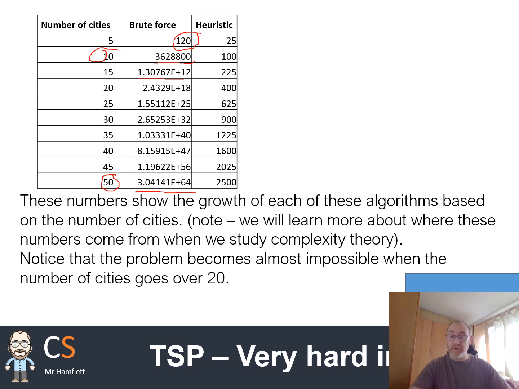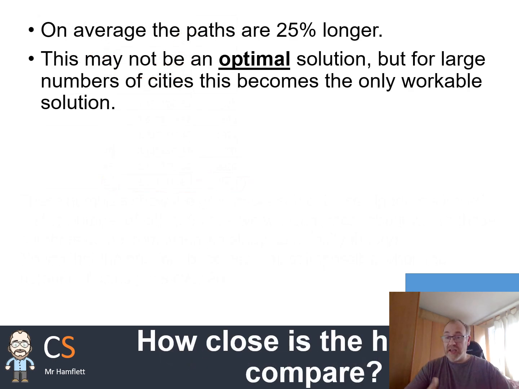So the heuristic approach to this, as you can see, is much more manageable. When we get to 50 cities, the difference between the brute force, the perfect solution, and the heuristic one is astronomically massive. Trying to run this with 50 cities on a real computer just wouldn't work because it would take too long, whilst the heuristic approach does. So how does this heuristic method compare? Well, on average, the paths are 25% longer. So it's not optimal, but for a large number of cities, it's the only practical solution that we have.